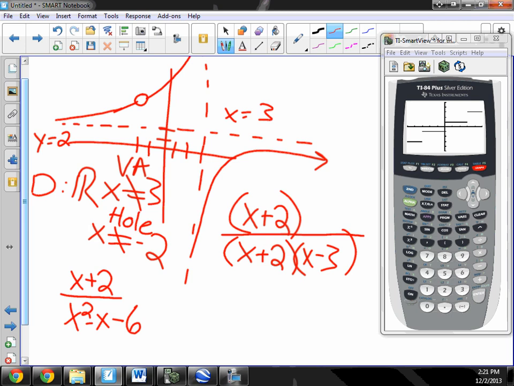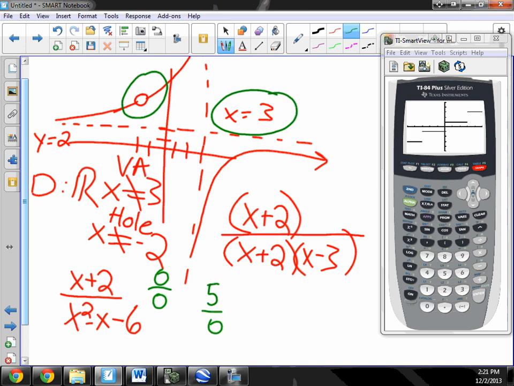And I want to show you something. If I plug in the value of the hole, watch what happens. If I plug in -2, I get 0 over 0. That's what creates a hole, 0 over 0. If I plug in the vertical asymptote, I get 5 over 0. So whenever you have 0 over 0, that's where the graph just totally freaks out and it doesn't have an answer. When you have some other number divided by 0, that's a vertical asymptote.